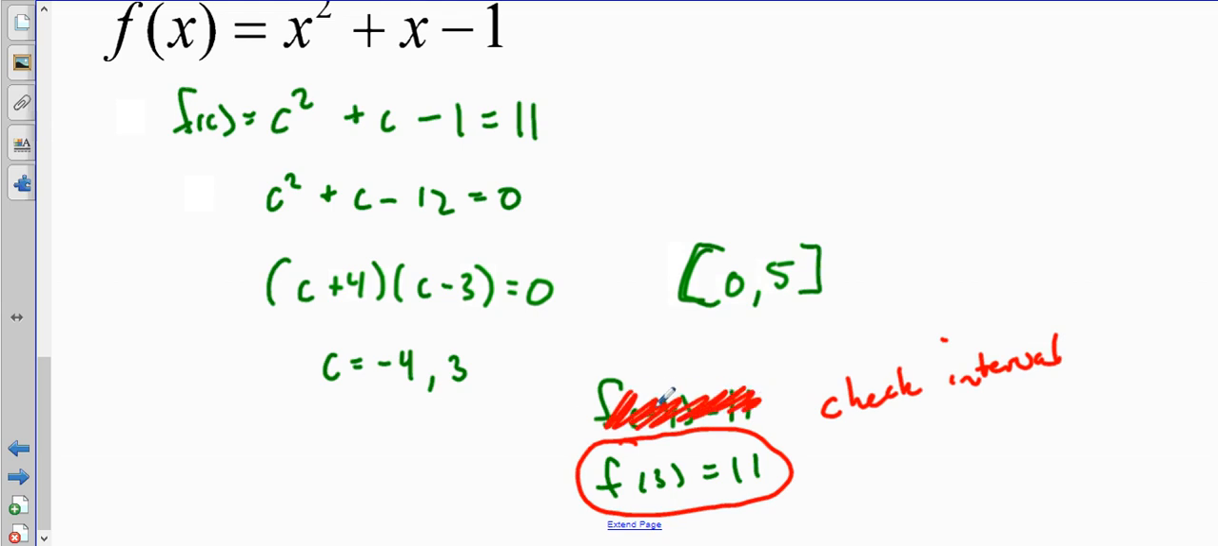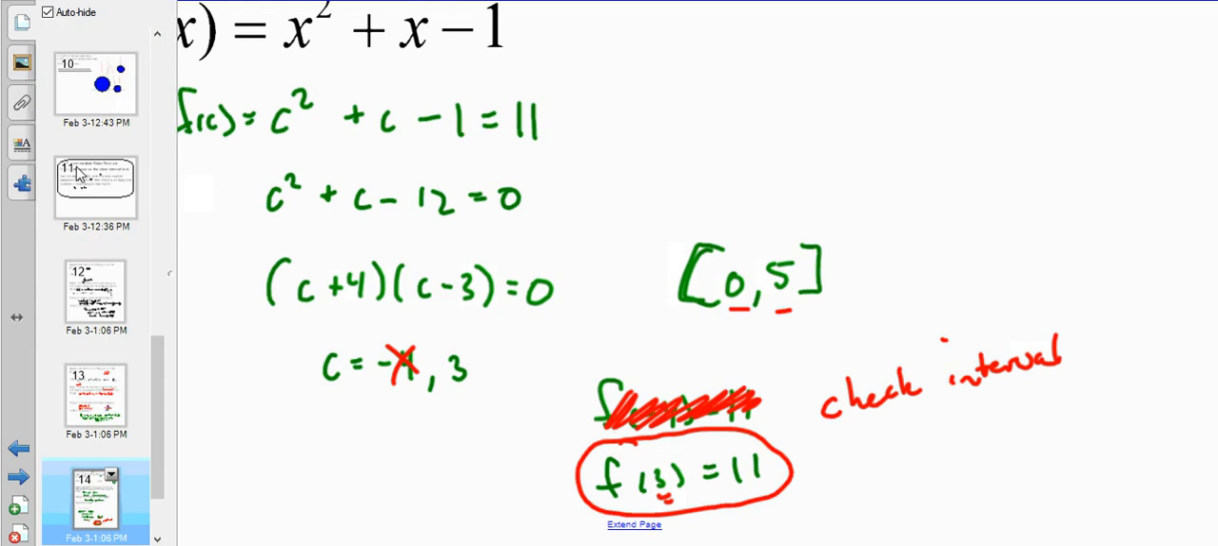Even though we have two values, between 0 and 5, 3 falls in that. And we just verified, yes, there is a c value. That value is 3, and that will equal 11. So the other one doesn't work, and that's our only answer. All right, there we go. That is how we use the intermediate value theorem.